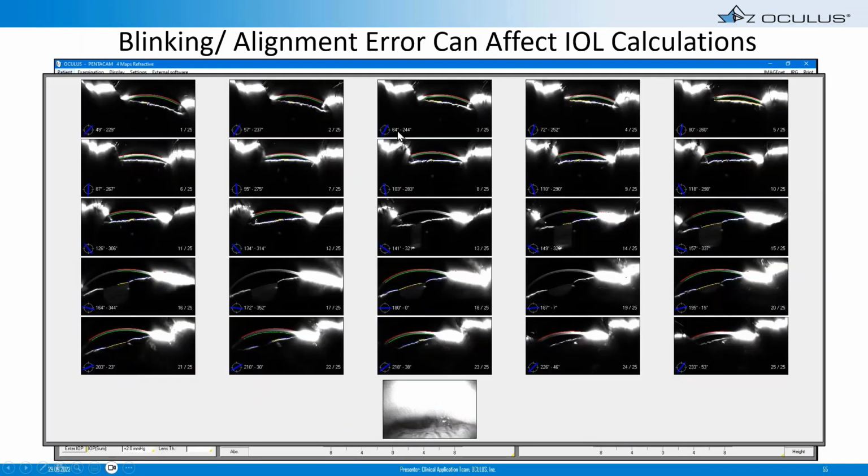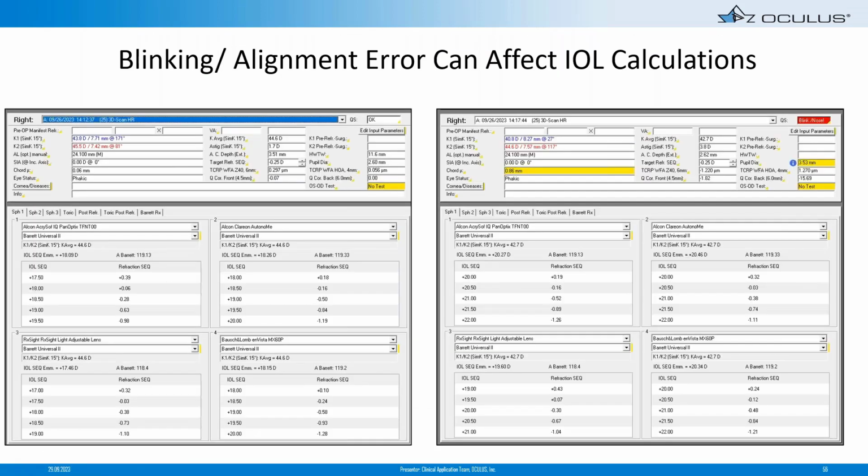And if we take a look at the Scheimpflug images, we can see the changes in the tilt of the cornea and the iris plane. And if you look down below at the iris camera, you can see we captured a blink during that picture being taken. Now, what does that correspond to? Let's take a look if we calculate the IOL with both of those scans, remembering this is the same eye, just a few seconds apart. First, let's take a look at the K readings.